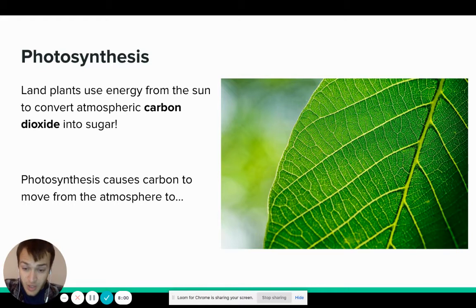So photosynthesis causes carbon to move from the atmosphere to the biosphere. That right there is what you need to know about all of these carbon flows. You need to know where the carbon comes from, in this case, the atmosphere, where the carbon goes to, in this case, the biosphere, and what process causes the carbon to move from one place to another. In this case, photosynthesis. Plants take carbon dioxide from the atmosphere and turn it into sugar in their own bodies, so the carbon's moving from the atmosphere to the biosphere.